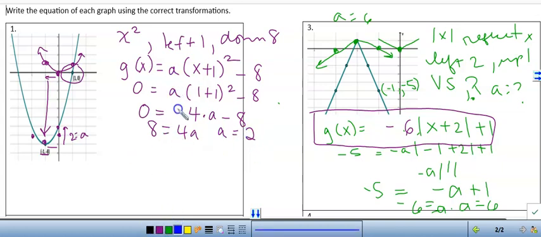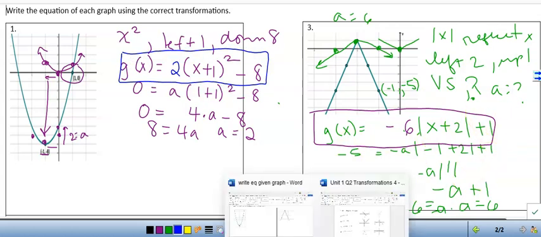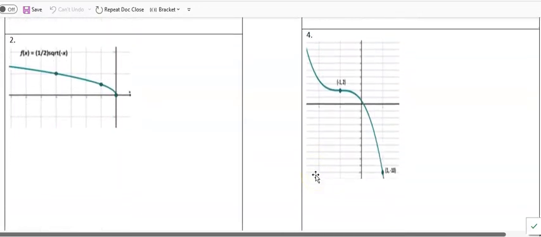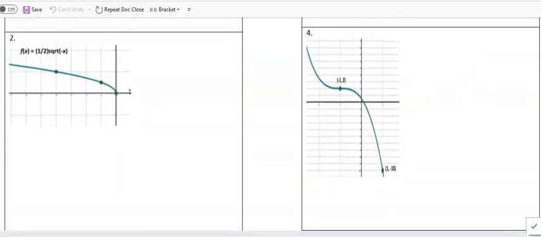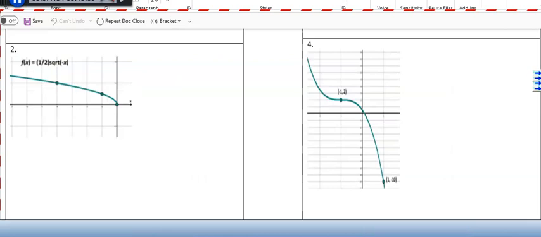So now if I just simply erase where I had up here where g of x was, and I replace that A with a 2, this now becomes my equation for this particular parabola. Okay, so now I'll do numbers 2 and 4. If you would like to pause and try this one on your own now to see if you understand yourself, you may do so.